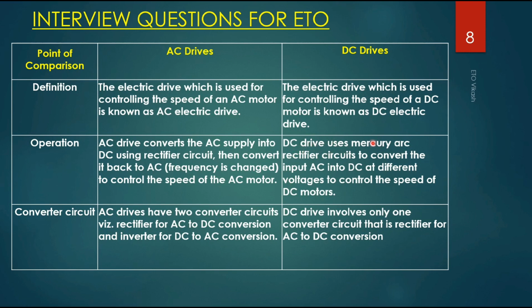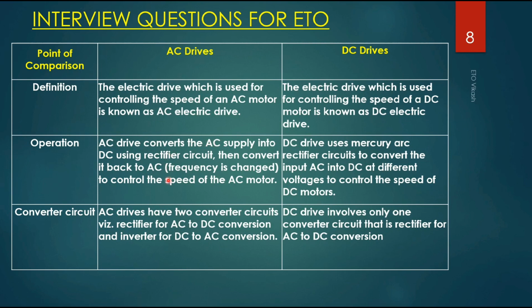Frequency is changed to control the speed of an AC motor. But in a DC drive, we are converting AC input to DC. A mercury rectifier is used to convert AC to DC in different voltages. So AC to DC we are converting at different voltages, and by varying the voltage, we are getting the variation in speed.